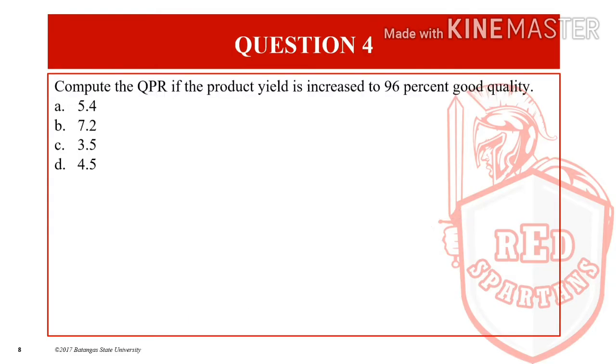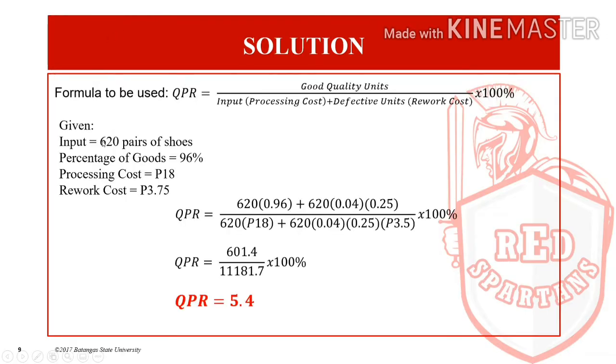For question number 4, what happens when the percentage of good quality units increases from 92% to 96%? That is our question number 4. Will our QPR increase? Let's check the solution. We use the same formula, with the existing input still 620, but the percentage of good is 96%.